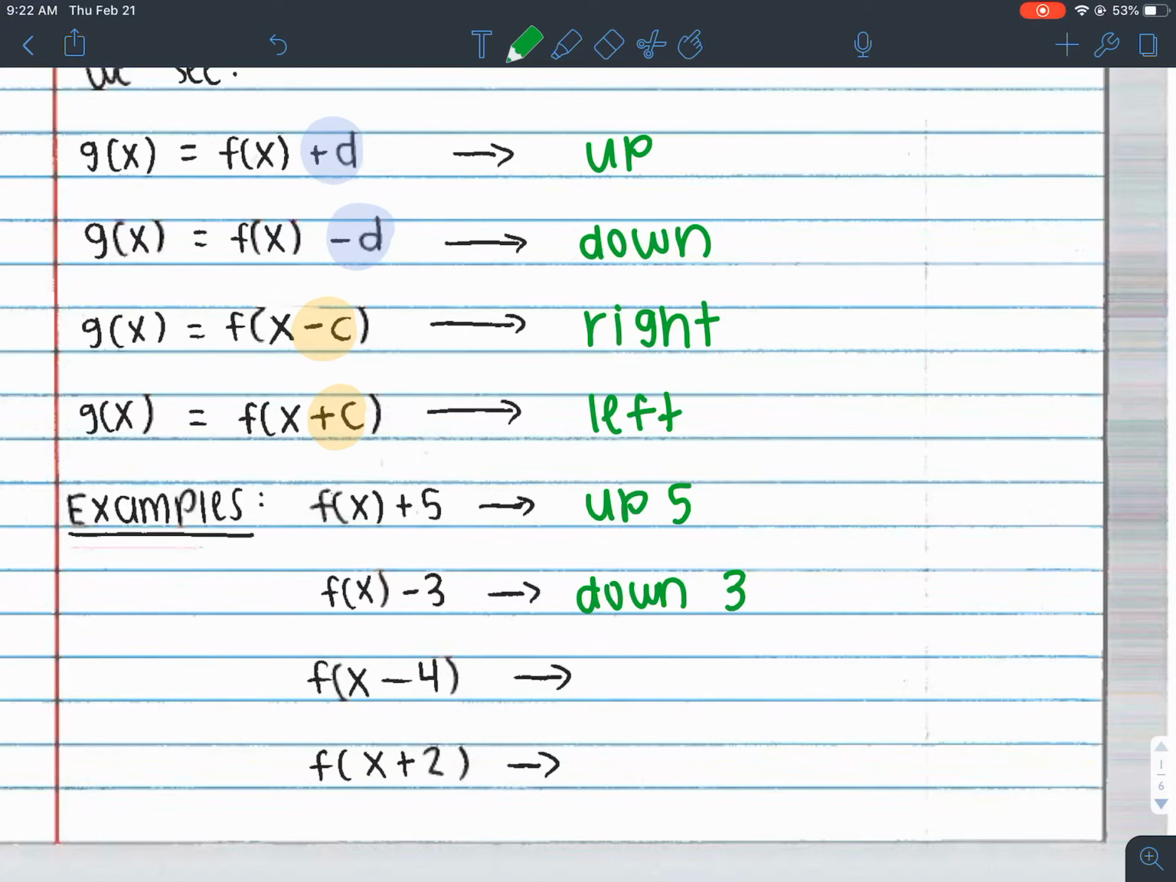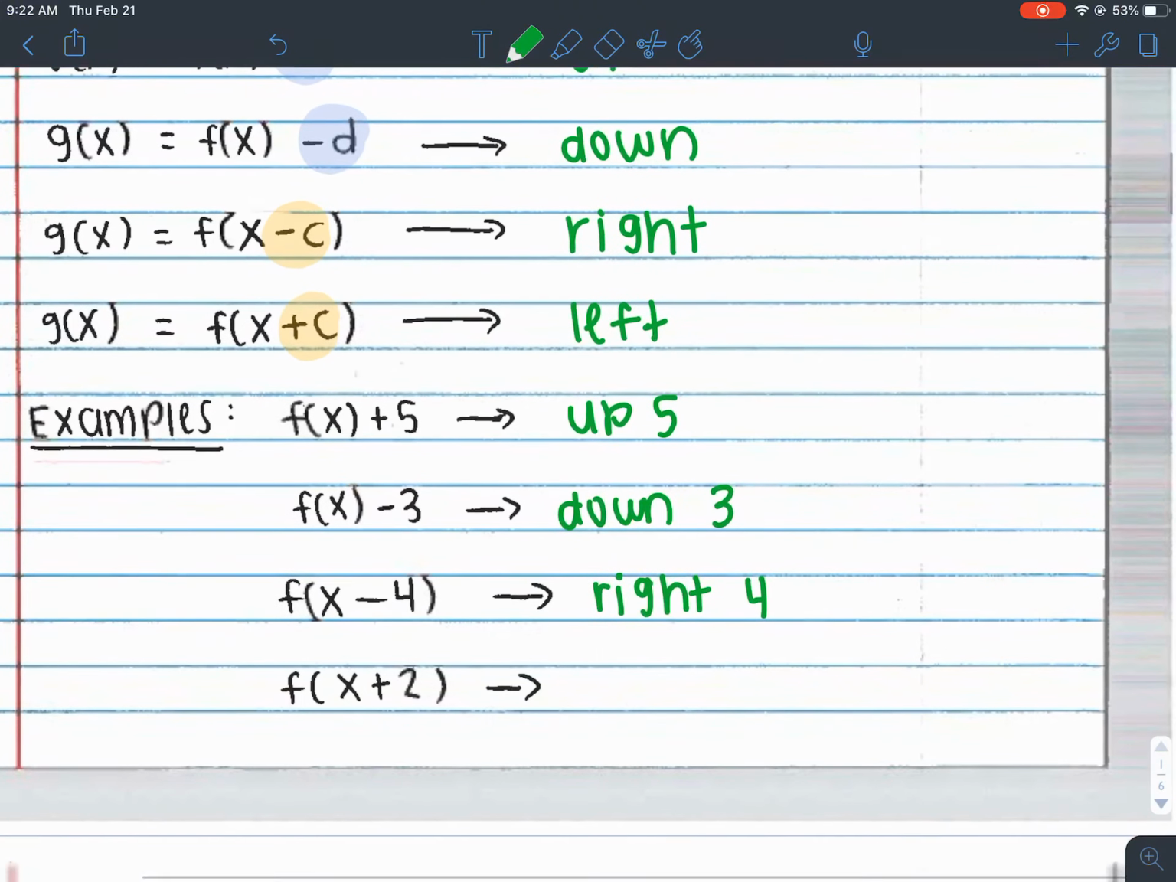All right? Now I have f of x minus 4, and that minus 4 is inside my parentheses. So I'm in the house with my x. So you're thinking, oh, left 4, but you're wanting to go to the right 4. Okay? And then f of x plus 2, you're going to go to the left 2.